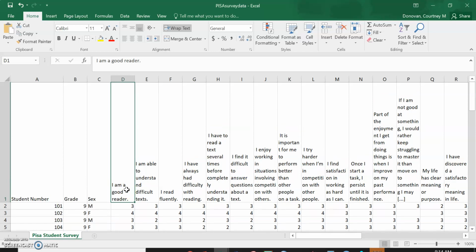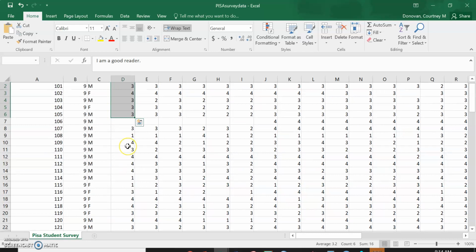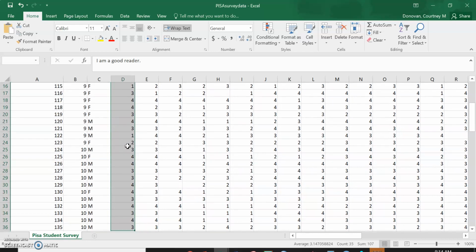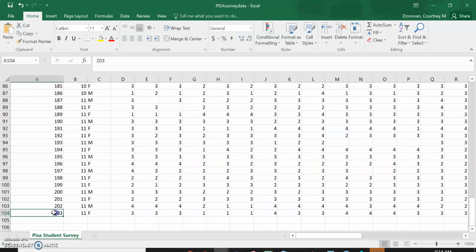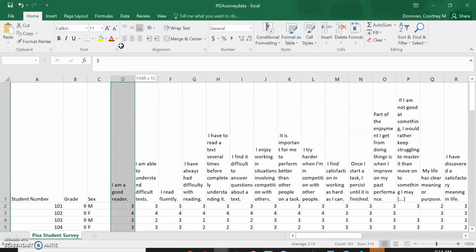So let's start here. I'm a good reader. I'm going to highlight all the way down, which has some missing data, which is fine. And so I can see that right here I have 104, but I have a heading, so I have 103 students that are represented in this data set.